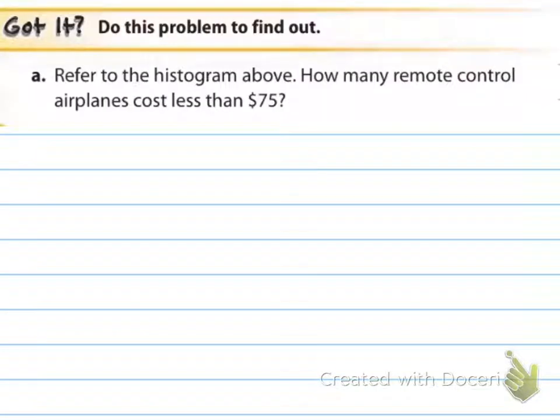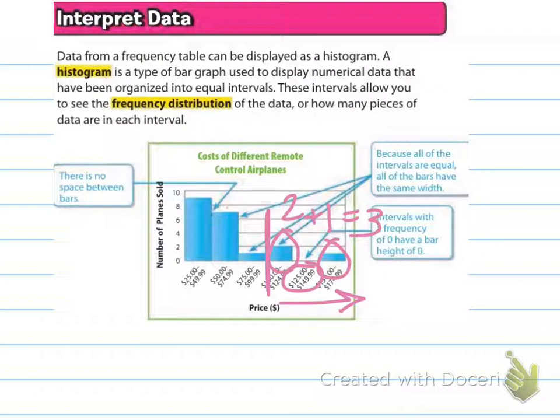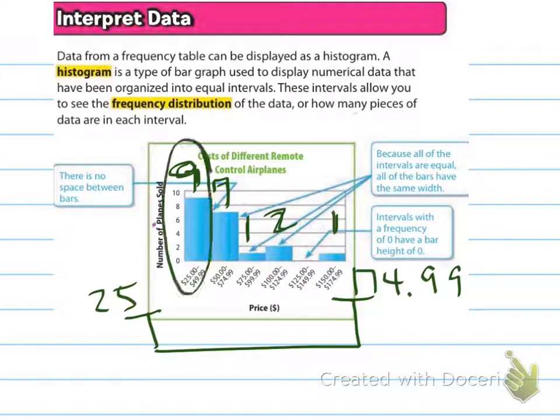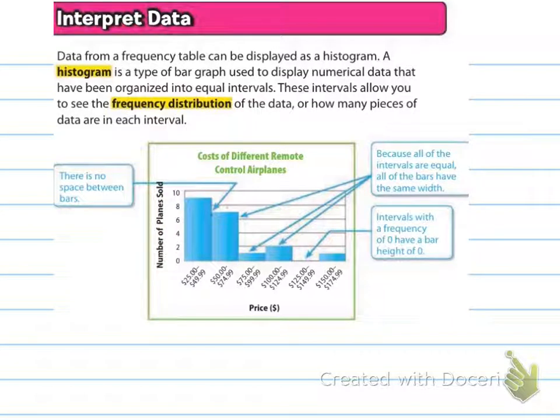Okay, here we go. Now it's asking us to refer to that same histogram and figure out how many remote control airplanes cost less than $75. Here's my less than. Finally, I'm not insane altogether. All right, less than $75. So here's the thing. It can't include anything in the $75 to $99 range.